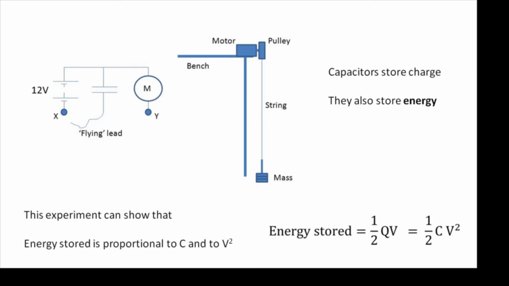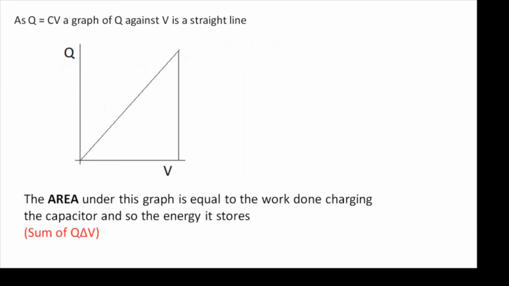These are the equations. Energy stored is a half QV equals a half CV squared. Where do these equations come from? Well, imagine we plot a graph of Q against V. We get a straight line because Q equals CV, and the area under the graph is equal to the work done charging the capacitor, and therefore that is the energy stored. So a half QV, and if you sub for Q, you get a half CV squared. The argument is it's the sum of lots of little rectangles, lots of Q delta V's. Not too bothered about that, but do remember that it's the area under this graph.